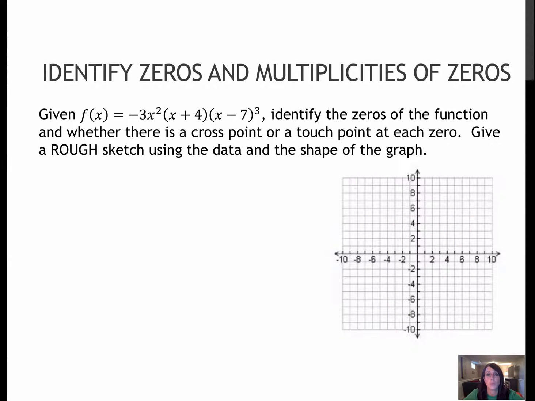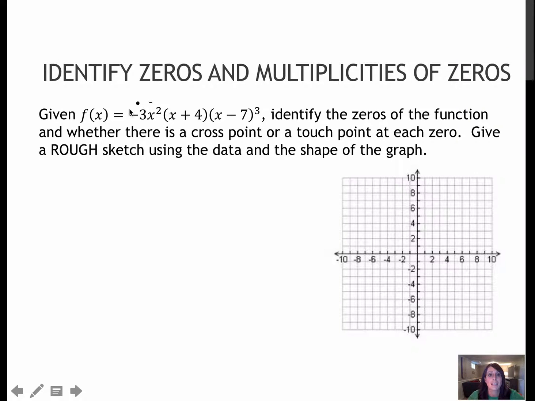In a future lesson, we will talk in much more detail about how to graph polynomial functions. For now, I just want us to get a rough idea as to what the graph would look like. So I'm going to look at a couple of things. First, I'm going to go ahead and plot all of my zeros.